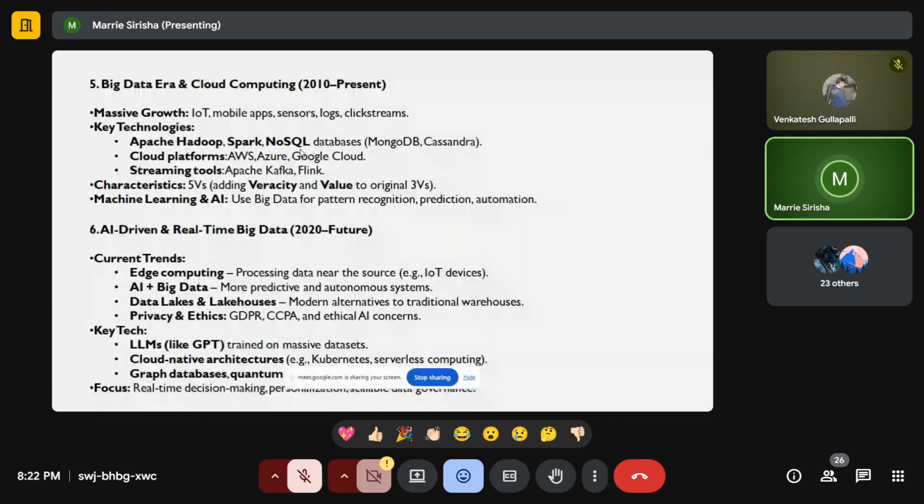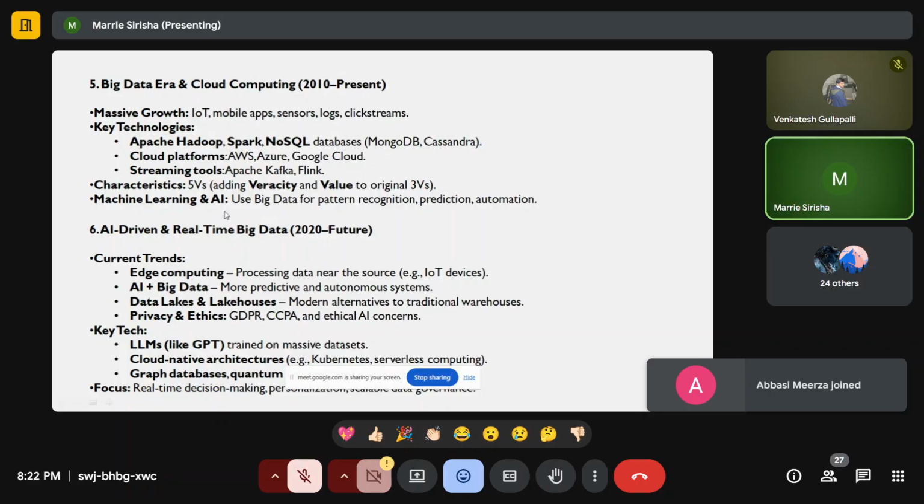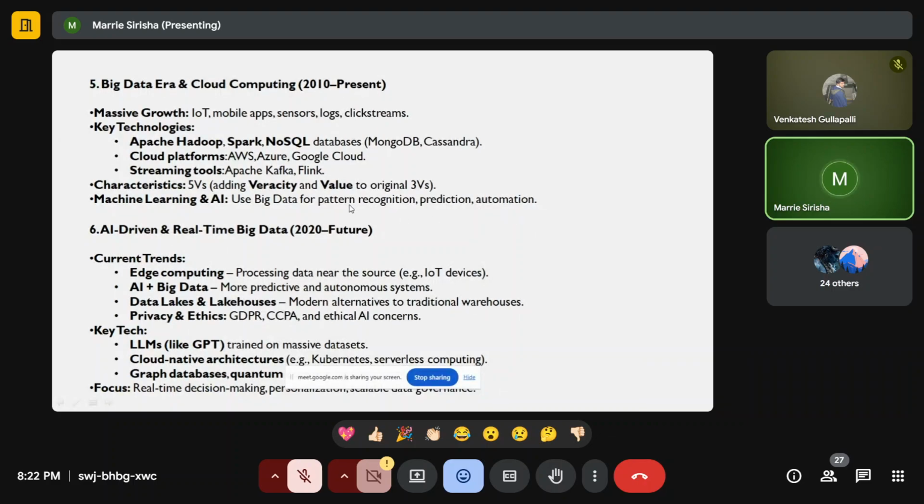Next, we have machine learning and AI. Use of big data for pattern recognition, prediction, and automation. So where we have used it in the machine learning and AI field, we have used it for pattern recognition, prediction, and automation.